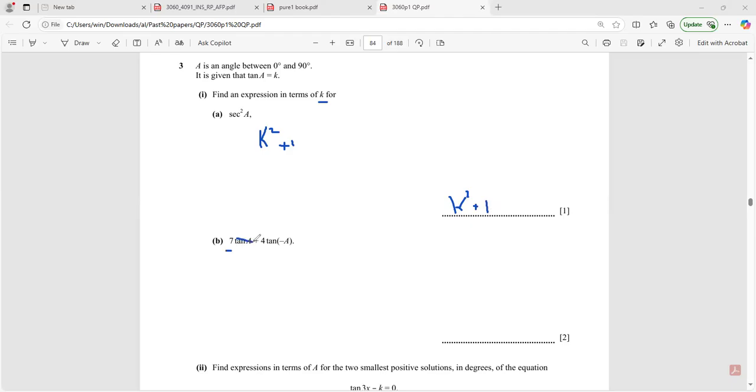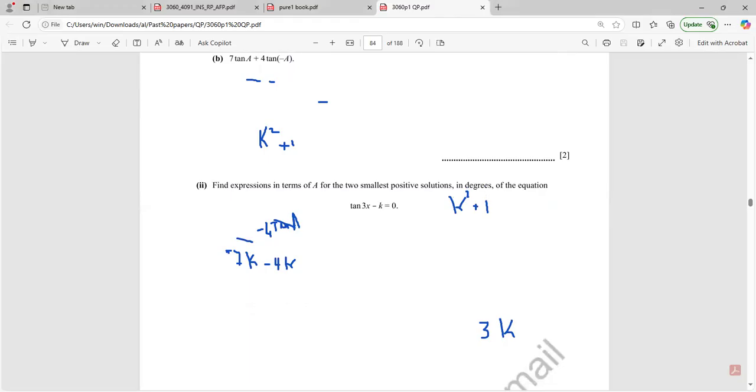7 tan A, replace it, make it 7K. Okay, that's not negative. And negative 4 tan A, just replace tan A and put K instead of it. As I told you, every tan A we're going to replace and make it K, minus 4K. So 7K minus 4K, which is the final answer, 3K. Okay, let's see the next.